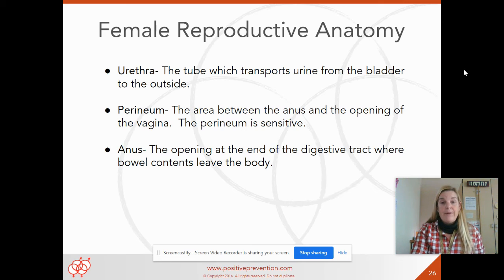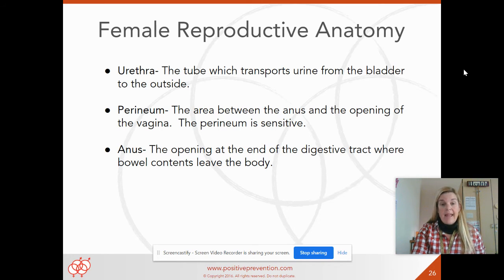Next, we have the urethra. The urethra is the tube which transports urine from the bladder to the outside of the body. Next is the perineum. This is the area between the anus and the opening of the vagina. It's a very sensitive area.